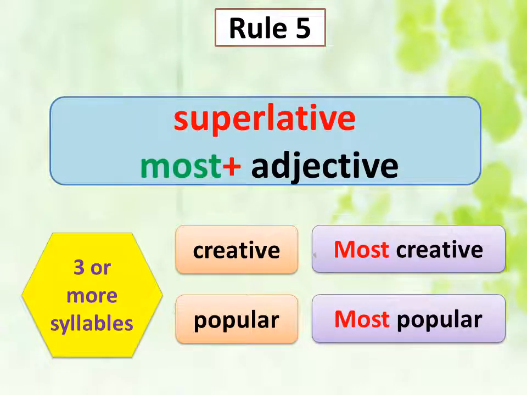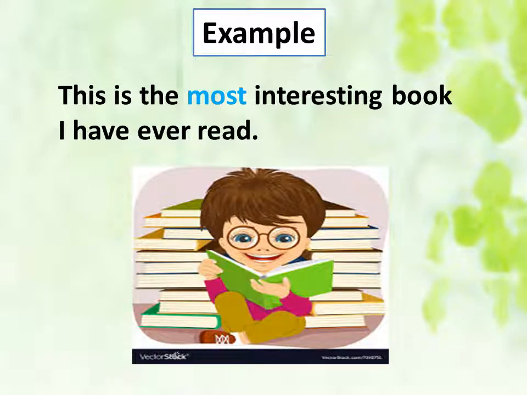Rule number 5. Here we are going to use most, for 3 or more syllables. As with the comparative where we added more, in the superlative we add most. Creative, the most creative. Popular, the most popular. Most comes before the adjective. Let's see this example: this is the most interesting book I have ever read.